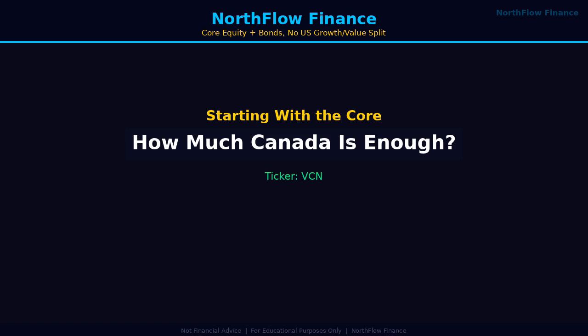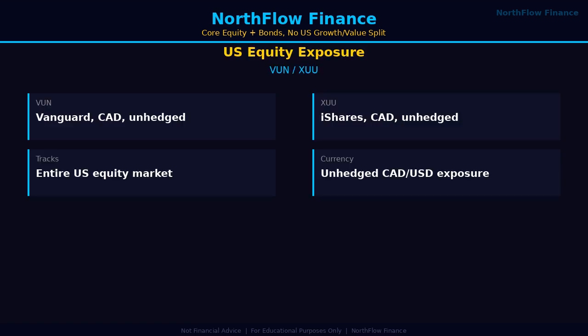For U.S. market exposure, the most direct option is VUN, the Vanguard U.S. Total Market Index ETF. VUN is a Canadian dollar-denominated, unhedged wrapper that effectively holds the entire U.S. equity market, playing a role very similar to VTI for American investors. Its iShares equivalent, XEQT, tracks a comparable index and works almost the same way. Both of these are unhedged, which means your returns will be affected by movements in the Canadian dollar versus the US dollar, and that's worth understanding clearly before you commit any capital to it.